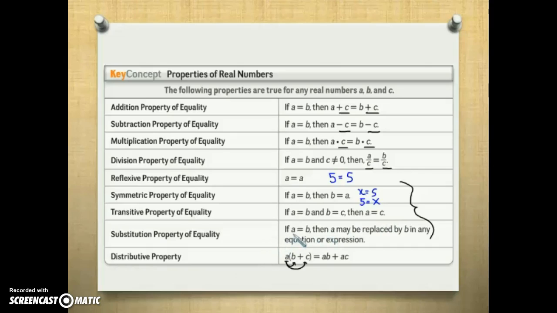Substitution property says that if A equals B, then A may be replaced by B in any equation or expression. So on the problem that we just did in example 1, remember how they said that x is equal to negative 18? I can go ahead and substitute and plug that back into the equation that we had, negative 5x plus 4 equals 70. I can take this value and plug it back in here because of the substitution property of equality. Alright, so let's go ahead and apply these.